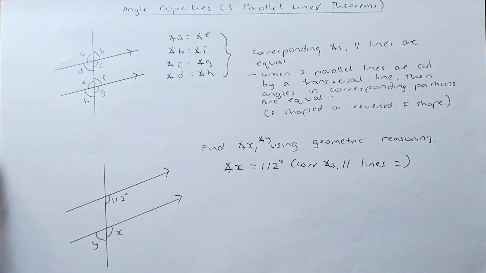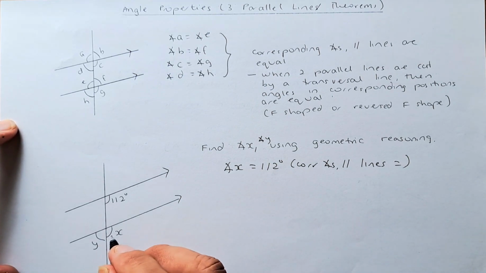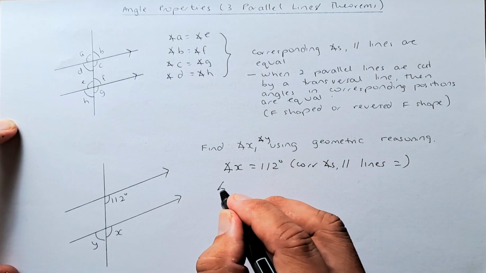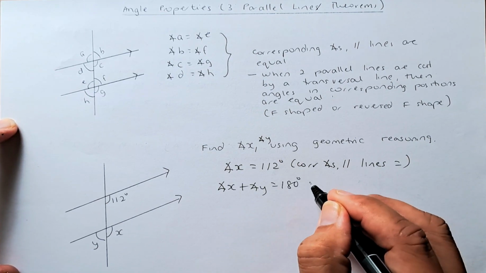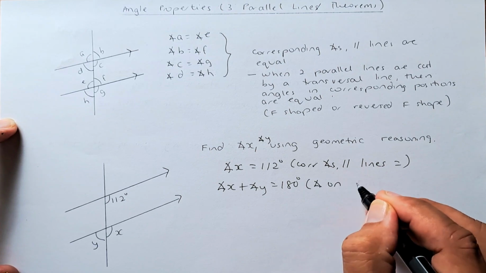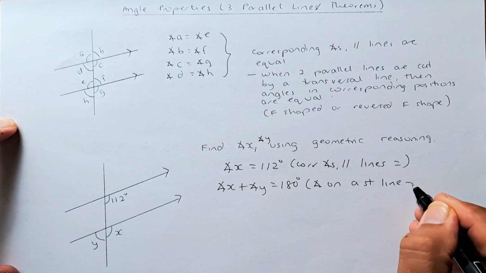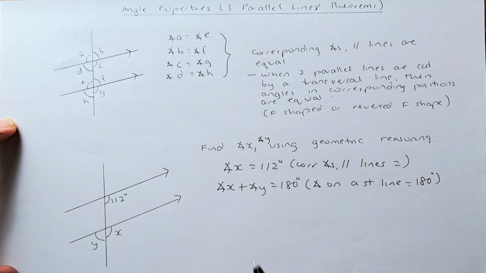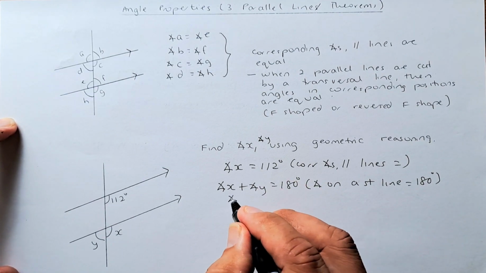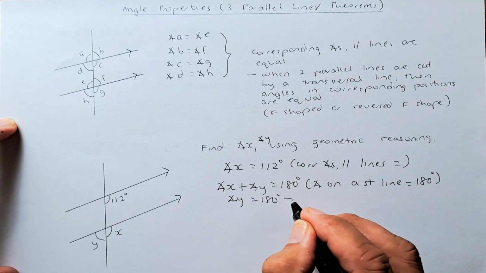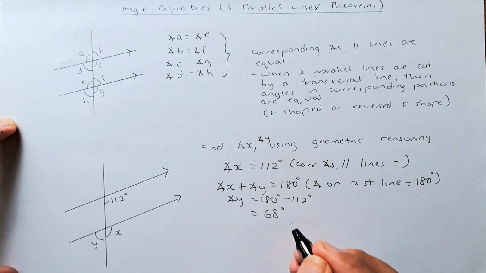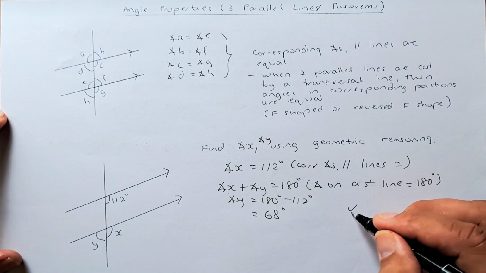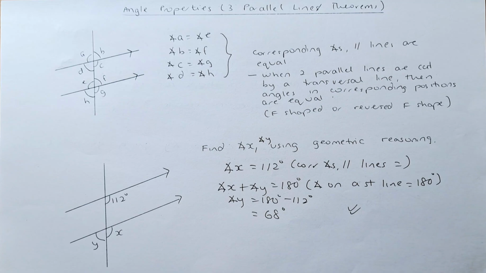Got it? Great. Now to find Y, X and Y are angles on a straight line. So angle X plus angle Y must add up to 180. Why? Because they are angles on a straight line, they add up to 180. So if you know X is 112, angle Y equals 180 minus 112, and you can get the answer as 68 degrees, and that will give you 2 marks in the exam. Got it? Great. Now we will look at the second example.